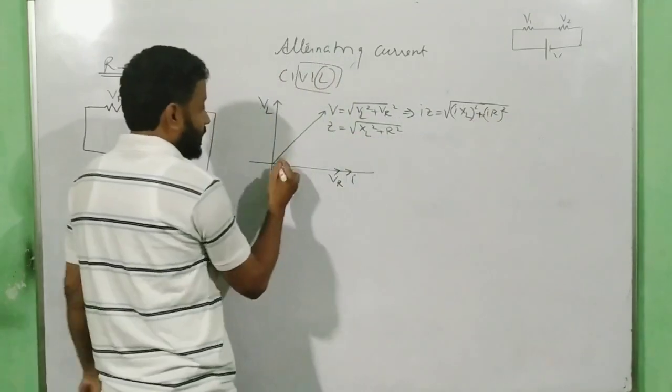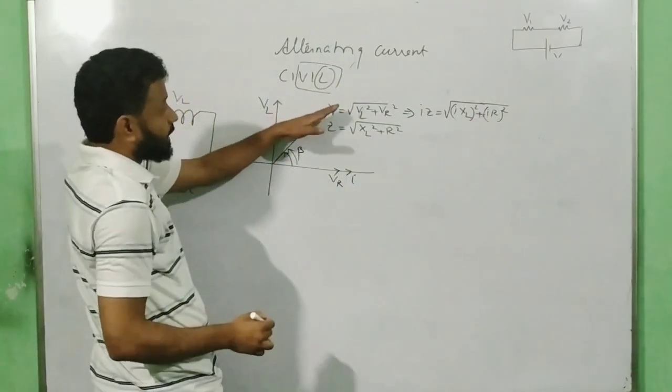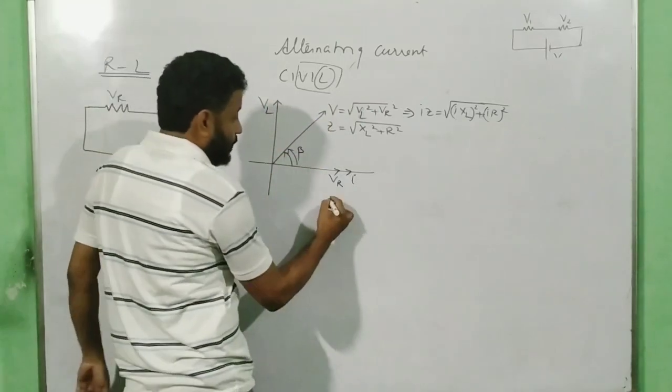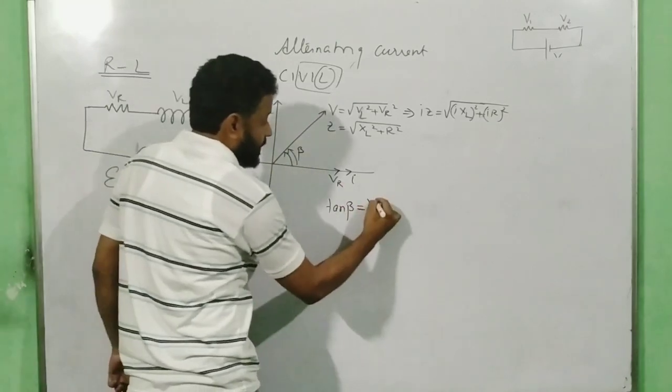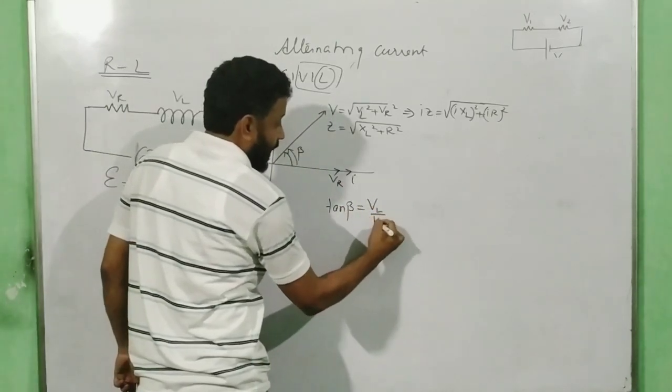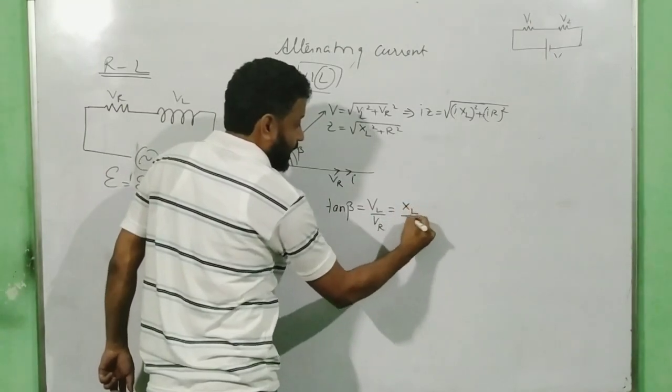And you get the same logic. Consider that this angle is beta. Now you can immediately see that my voltage is ahead of current. Okay. So how will you find tan beta? Tan beta will be equal to perpendicular by base. That is equal to VL by VR. And in terms of the reactance and resistance, this will be equal to XL by R.